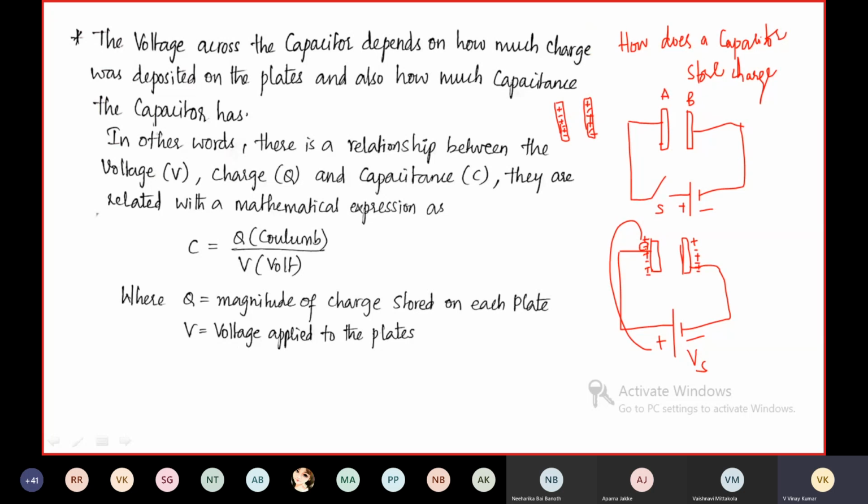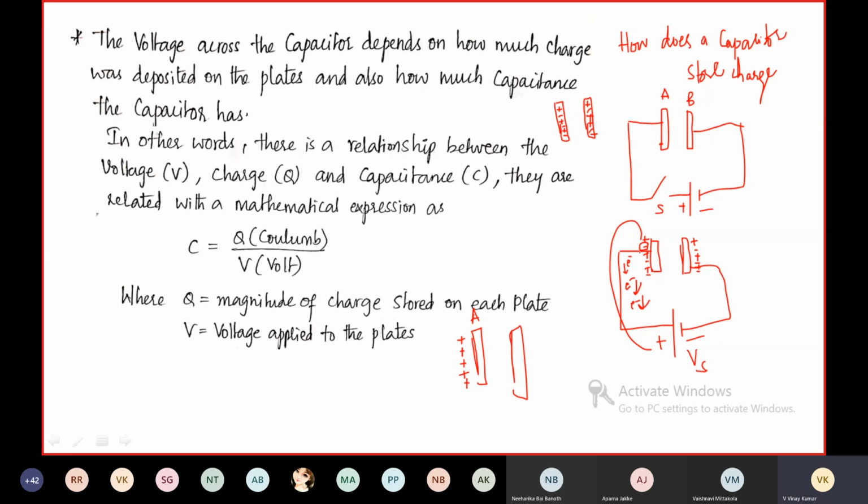These electrons will get attracted by the positive terminal, so electrons start moving in this direction. Plate A is losing electrons, which means plate A is becoming positively charged.